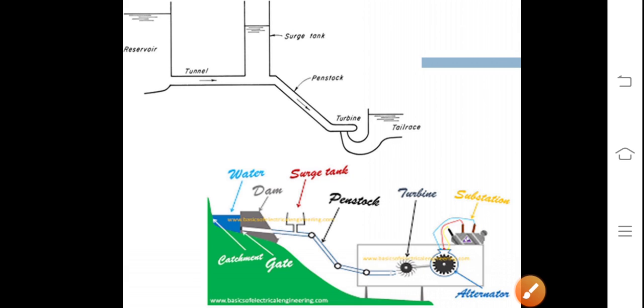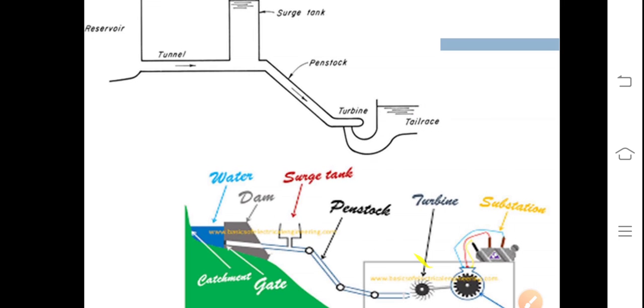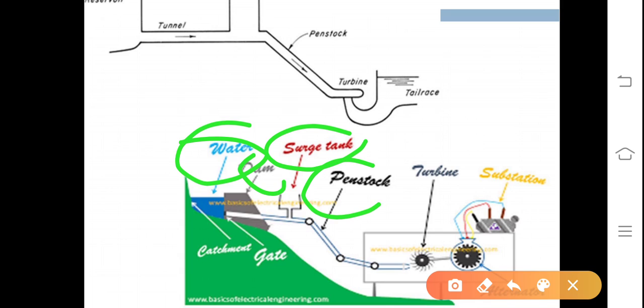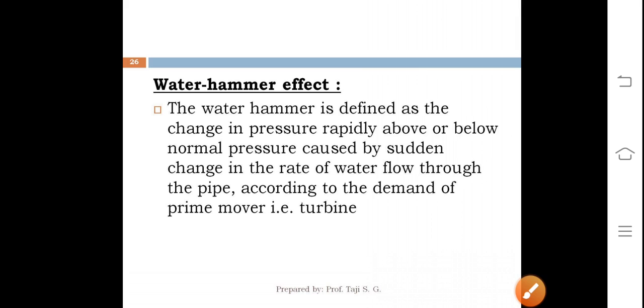This is a layout or a figure of the turbine, penstock and surge tank. You see here, surge tank. You can see in this figure the surge tank, dam, water in the reservoir, penstock, turbine, etc. This is also another simple layout, a line sketch. This is also a line sketch.